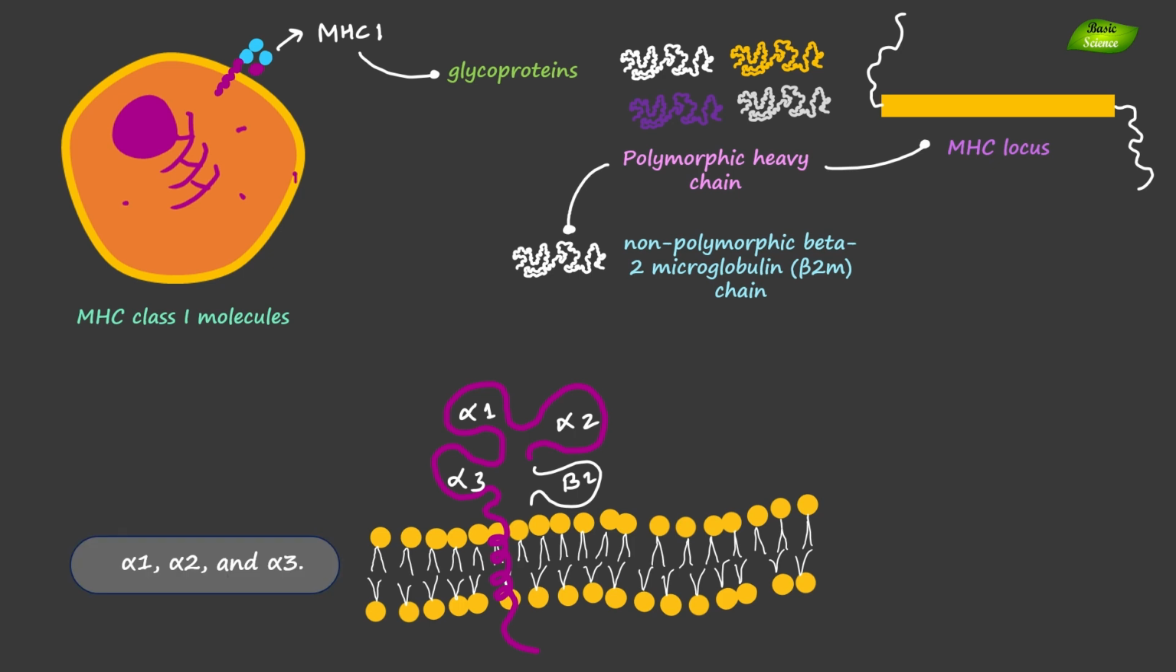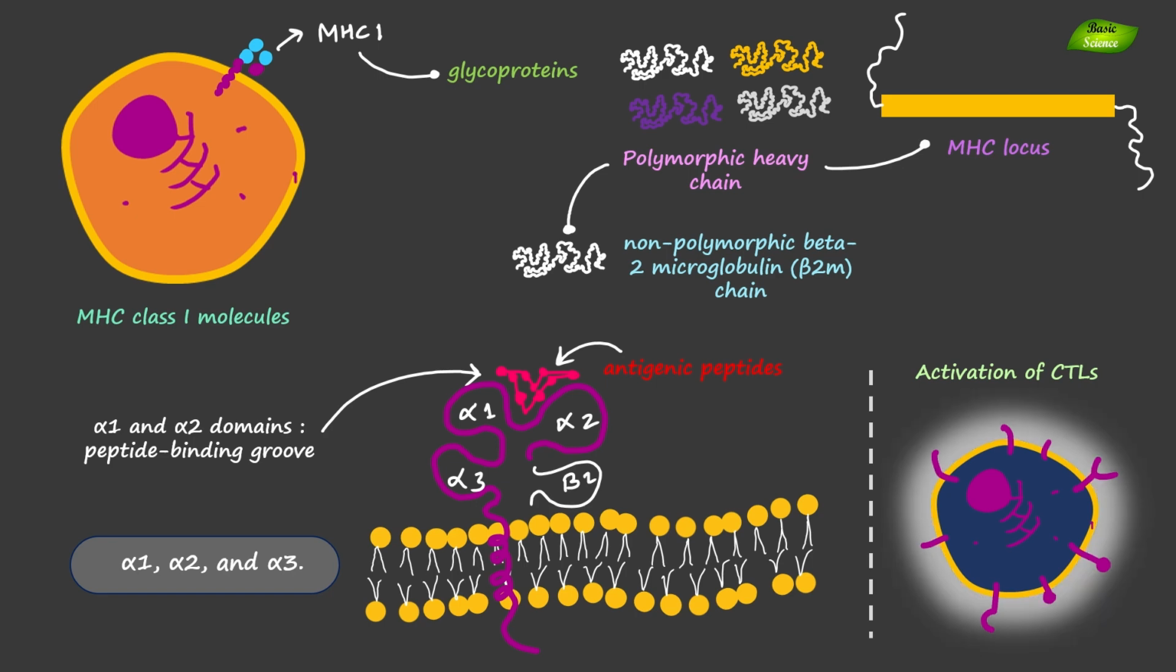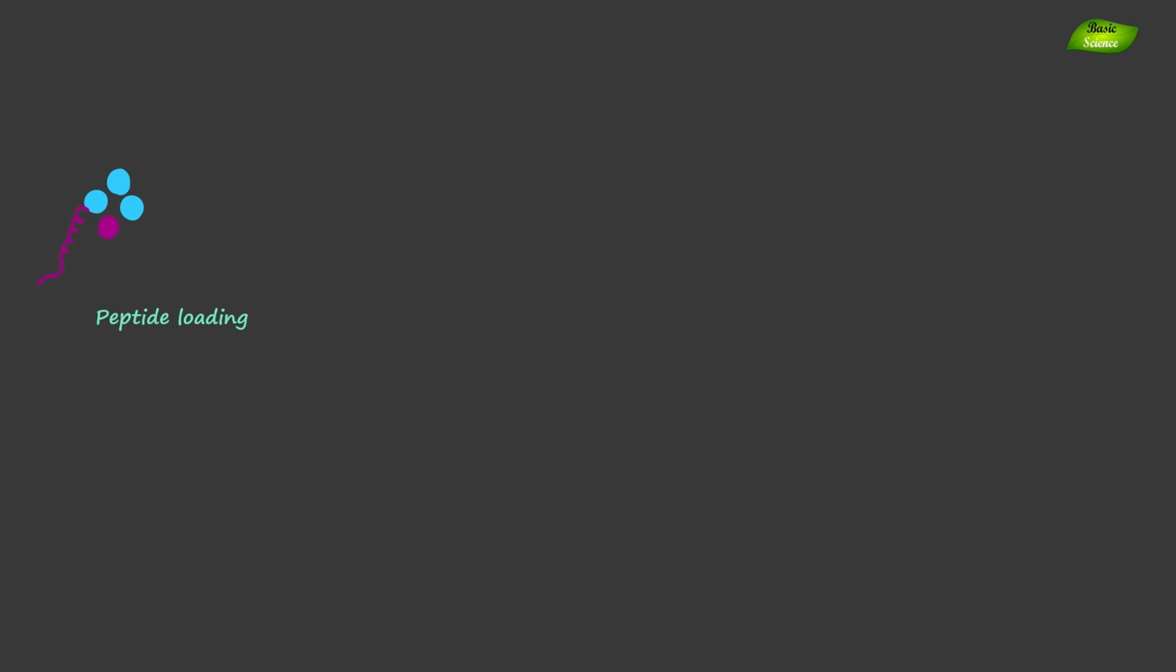Alpha-1 and alpha-2 domains form a peptide binding groove where antigenic peptides, typically 8 to 10 amino acids in length, are presented to T cells. This peptide presentation is essential for the activation of cytotoxic T cells, which are important in eliminating infected or malignant cells. Alright, let's understand this process.